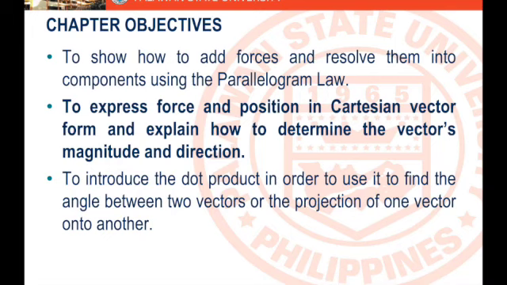So these are our chapter objectives, and for this particular lecture, our lesson would be to express force and position in Cartesian vector form and explain how to determine the vector's magnitude and direction. This one, the second one. The first one, we already finished: parallelogram and triangle laws. The third one, I think we cannot cover in a matter of 1.5 hours. So we will still be here in objective 2.